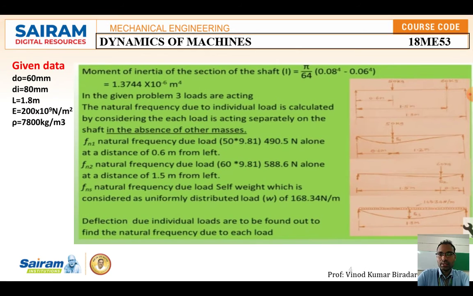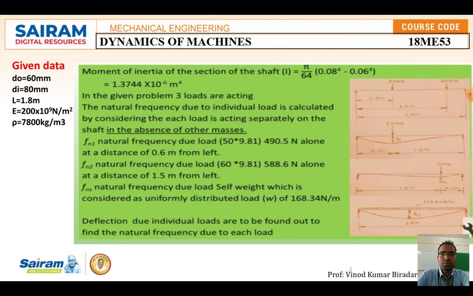Okay, next, the moment of inertia of the section of the shaft, I, is equal to pi by 64 into outer diameter minus inner diameter, that is maximum minus minimum, to the power of 4. So you are going to get I equal to 1.3744 into 10 to the power of minus 6 m to the power of 4. Okay, so it is given in problem number 3.